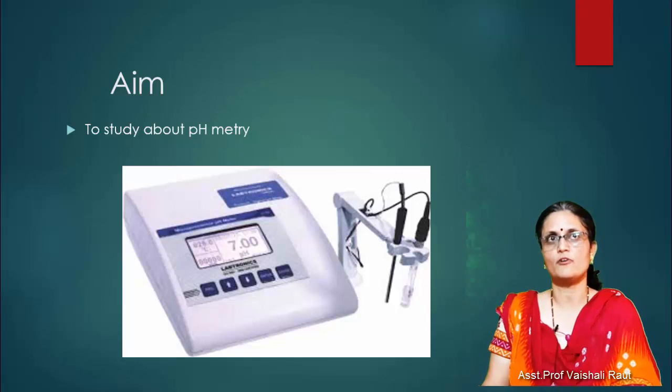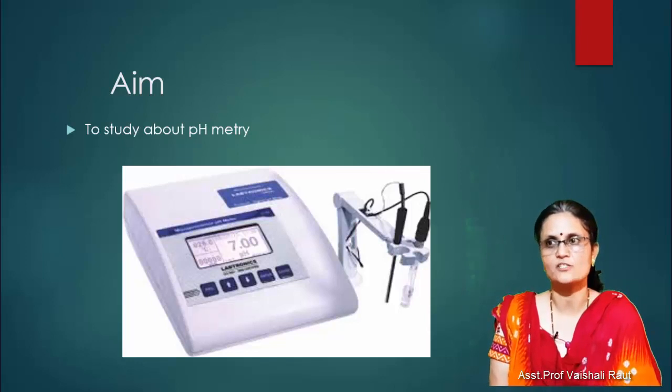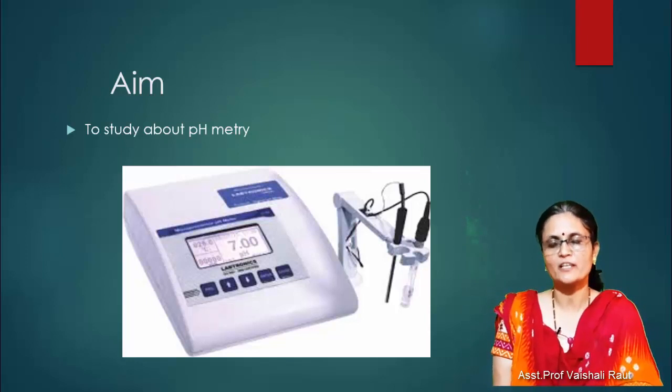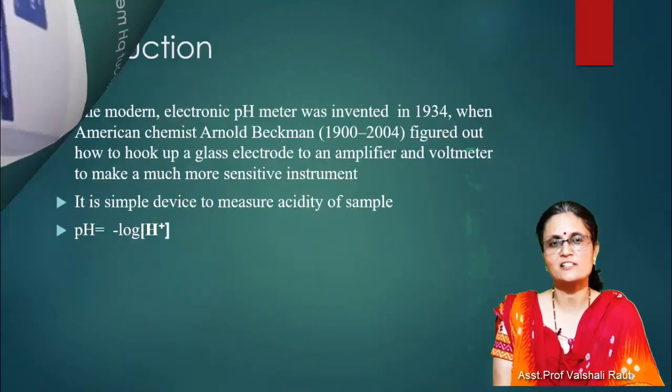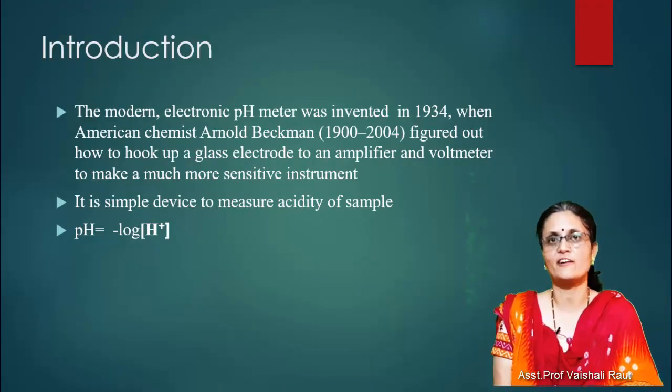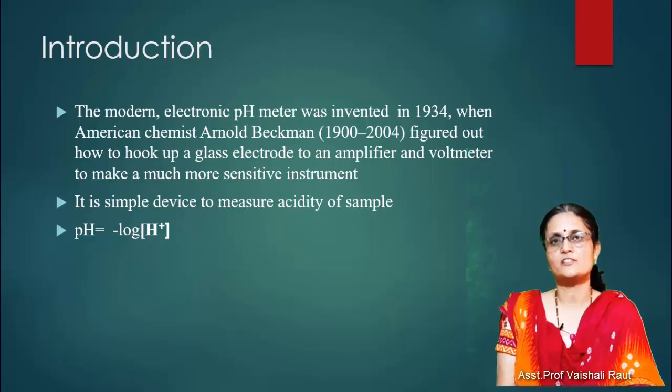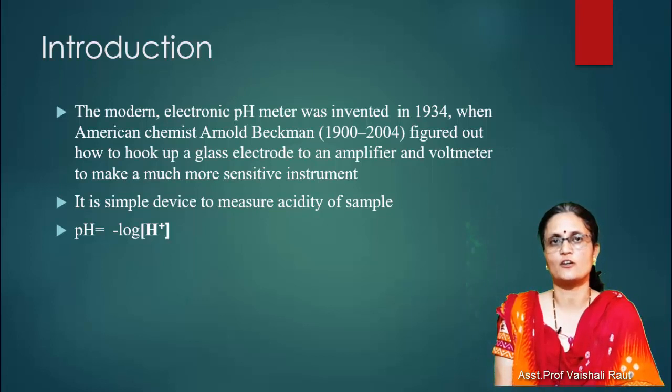So let us first of all know what is meant by pH. pH is a mathematical expression that tells us about the concentration of hydrogen ions. pH is mathematically given as pH is equal to minus log of hydrogen ion concentration. To measure the pH of the solution, we use pH meter.